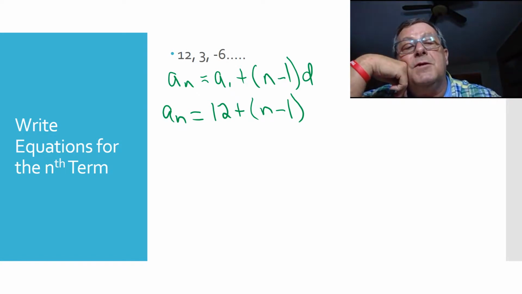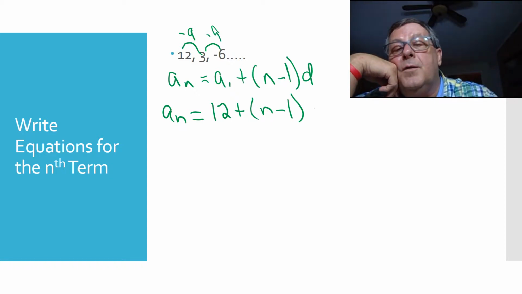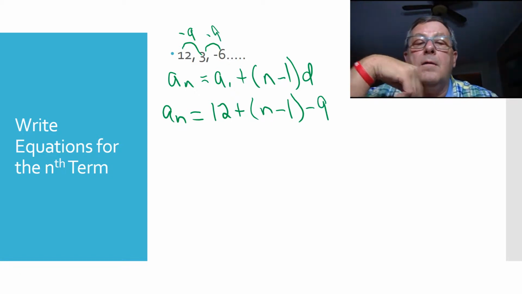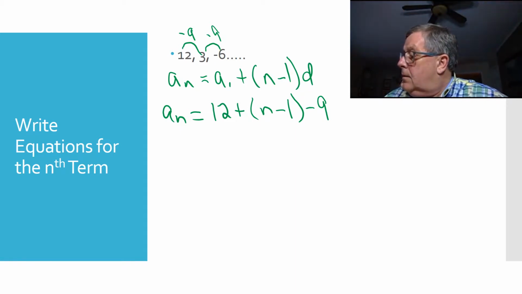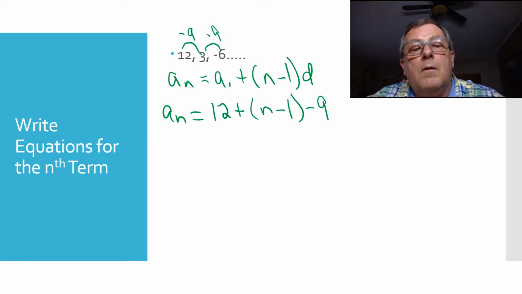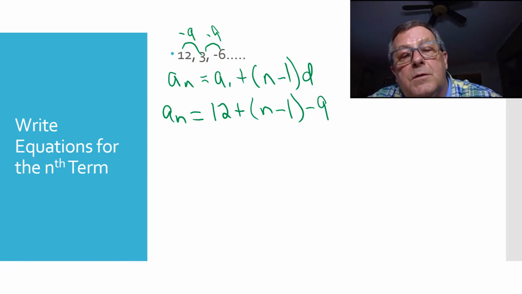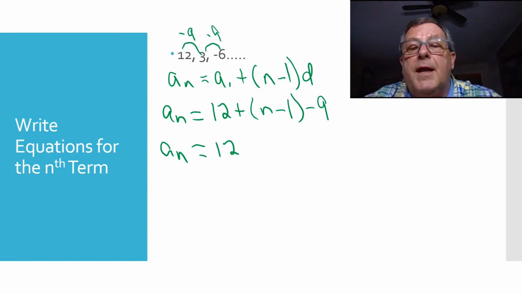The common difference between 12 and 3 is negative 9. The common difference between 3 and negative 6 is also negative 9. So d must be negative 9. How about that? Okay, all I'm asked to do is write an equation for this sequence. So An equals 12, and I'm going to distribute the negative 9 to what's inside the parentheses, n minus 1.